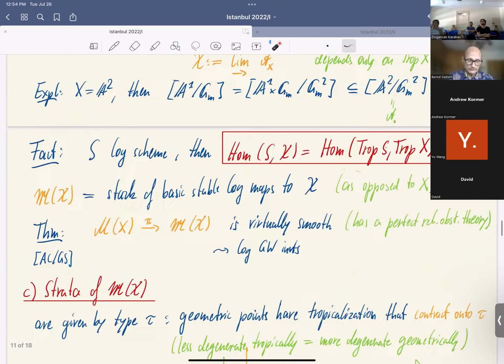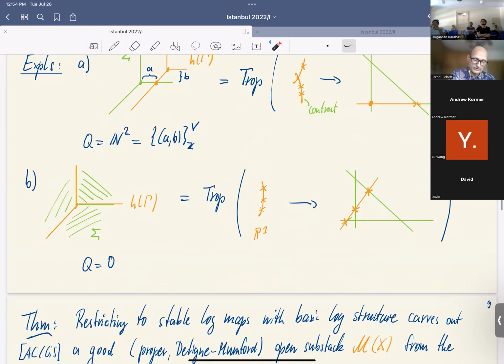There's a generic point, which is kind of this thing. You have just one vertex at the origin that you always have in sigma, and then a bunch of rays that tell you the contact orders of your marked points.